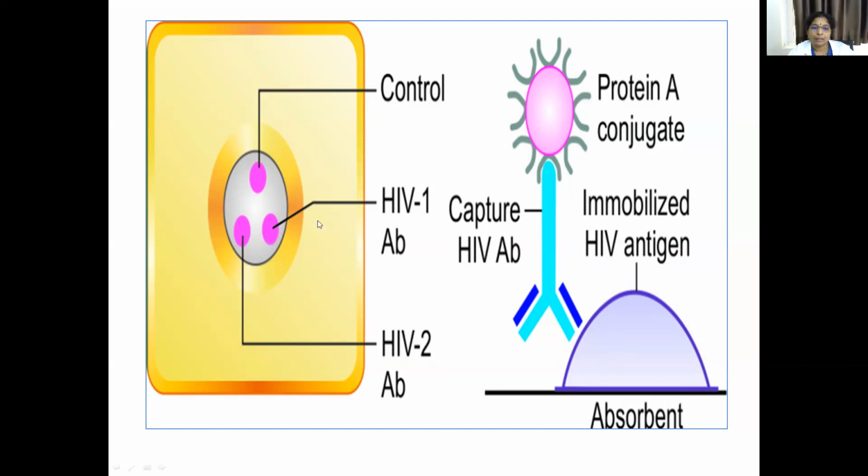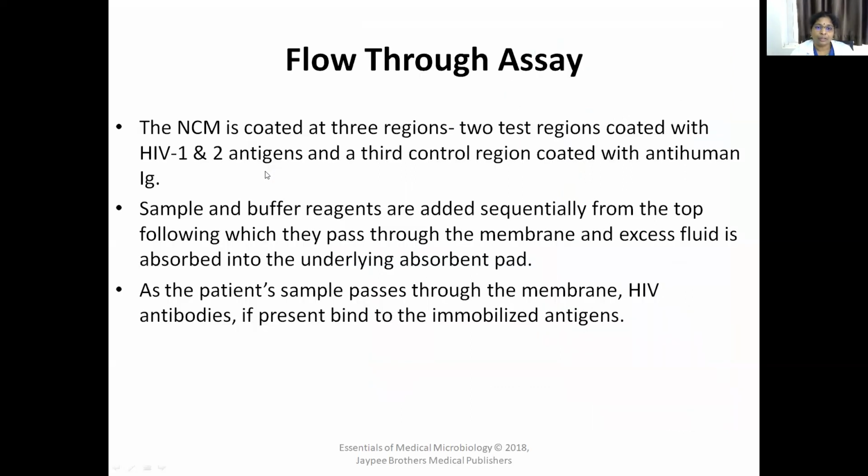If the patient sample contains HIV-2 antibody, that will combine with the protein A conjugate present in the buffer, and then that complex will bind to the antigen present in the HIV-2 region. Then in the control region, the internal control antibody is present that will combine with the antigen present in the control region. So we'll see now here.